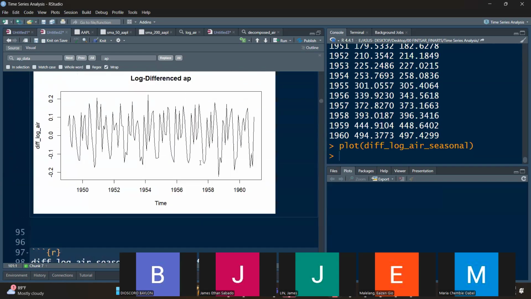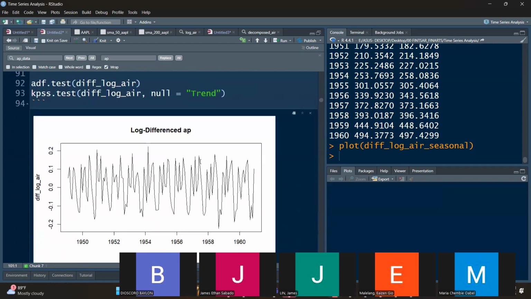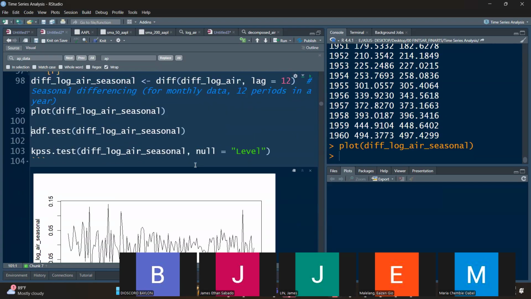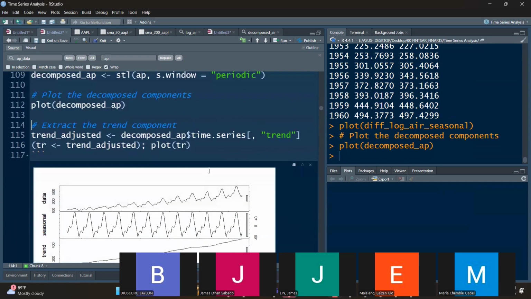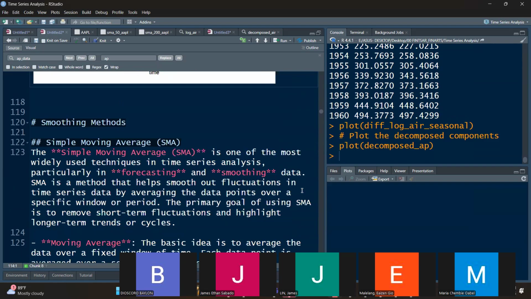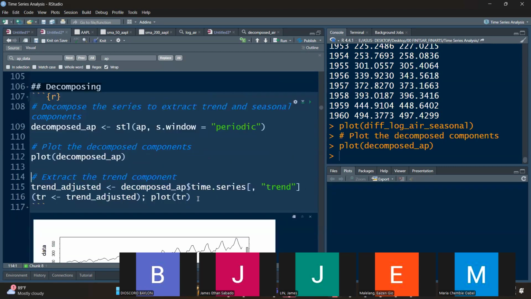Oh, sorry. Where's the... here? No, not that one. Here, the decomposed. Okay, class, this one, which we were able to plot here.